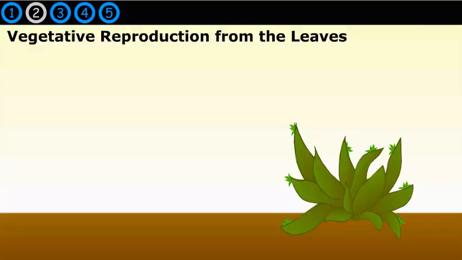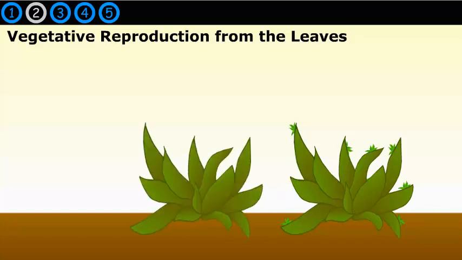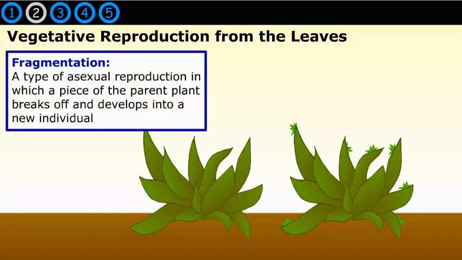Plants of the genus Bryophyllum reproduce through their leaves. Mitosis along the leaf margins produces tiny plantlets that fall off and become new plants. This is an example of reproduction by fragmentation. In fragmentation, a piece of the parent plant breaks off and develops into a new individual.